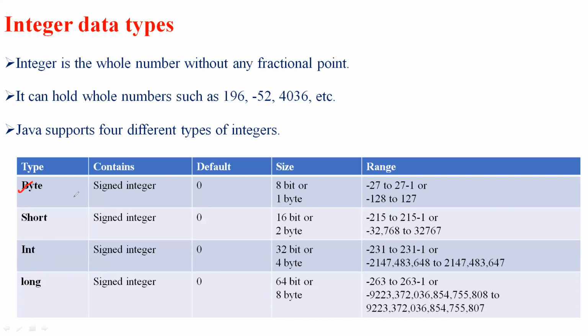So as the name itself suggests, a byte is used for any signed integer. As I said, this integer is used for the whole number. By using this byte, this data type can store all numbers which range from -2^7 to 2^7 minus 1, or -128 to 127.